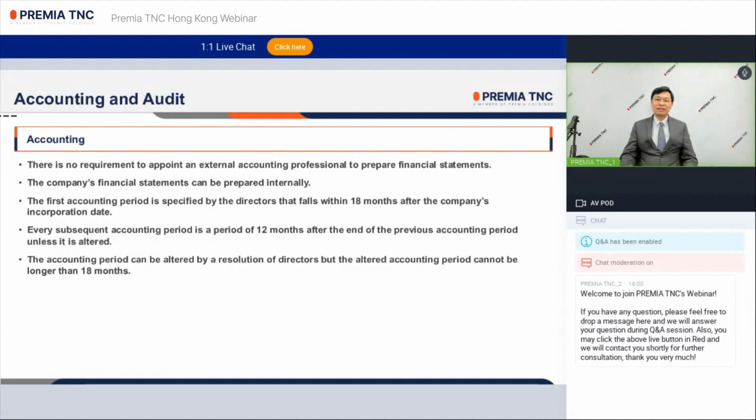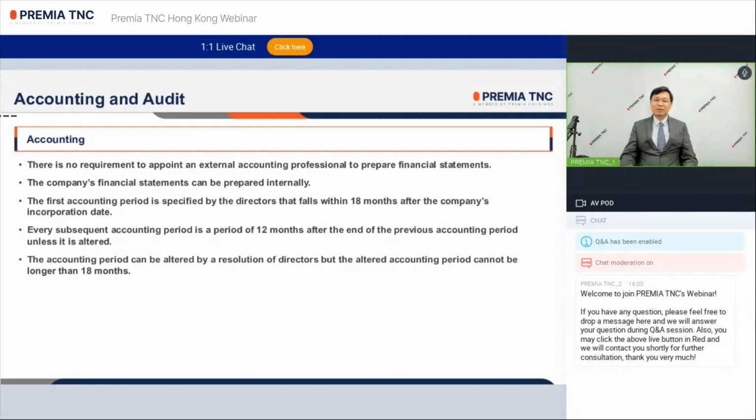Regarding the accounting, there is no requirement to appoint an external professional accountant to prepare the financial statements. These financial statements can be prepared internally if you or your accounting staff can do so. For a newly incorporated company, the first accounting period is specified by the directors and must fall within 18 months after the company's incorporation date. In other words, the first accounts cannot be longer than 18 months.